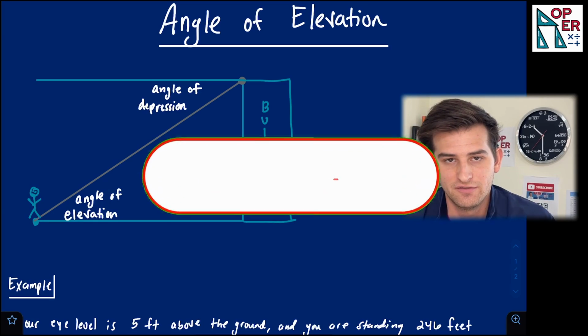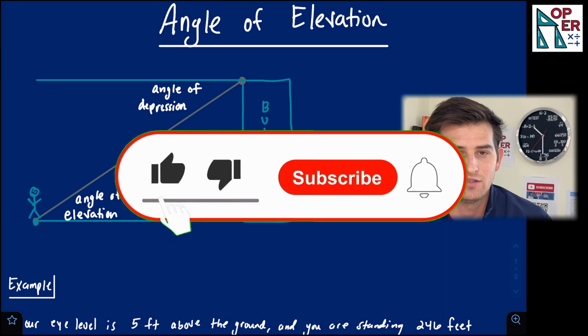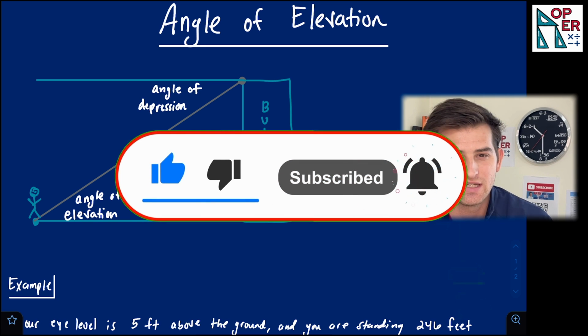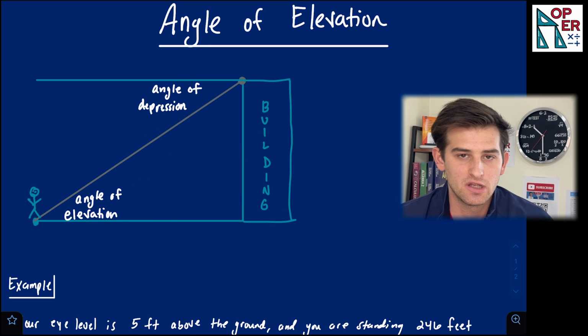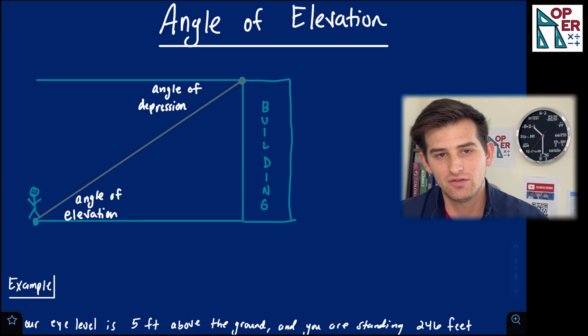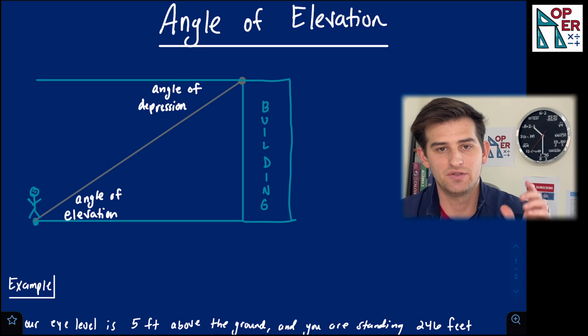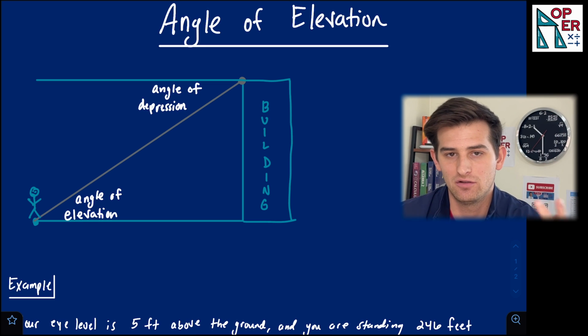Let's talk about angle of elevation. So we have angle of elevation, we have angle of depression. And in this diagram I have depicted here, we can understand the difference between the two. Let's say that you're standing on the road somewhere, you're looking up at a tall building, and the angle that is formed from your eye level or the ground to the top of the building would be considered the angle of elevation.